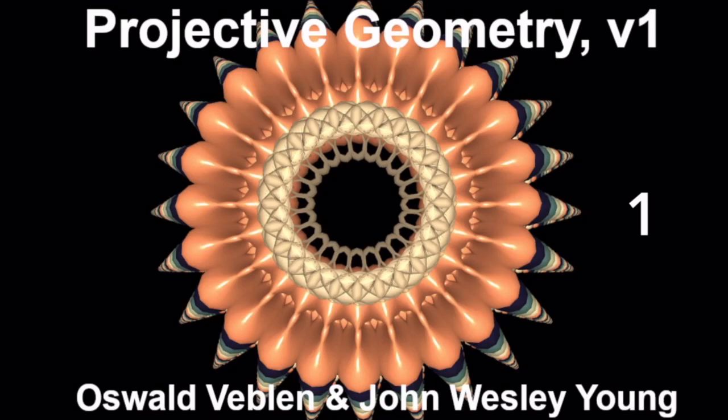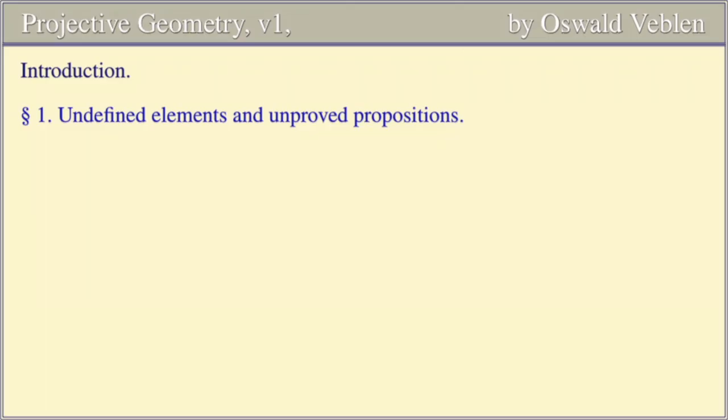Projective Geometry, Volume 1, by Oswald Veblen and John Wesley Young. Introduction. 1. Undefined elements and unproved propositions.